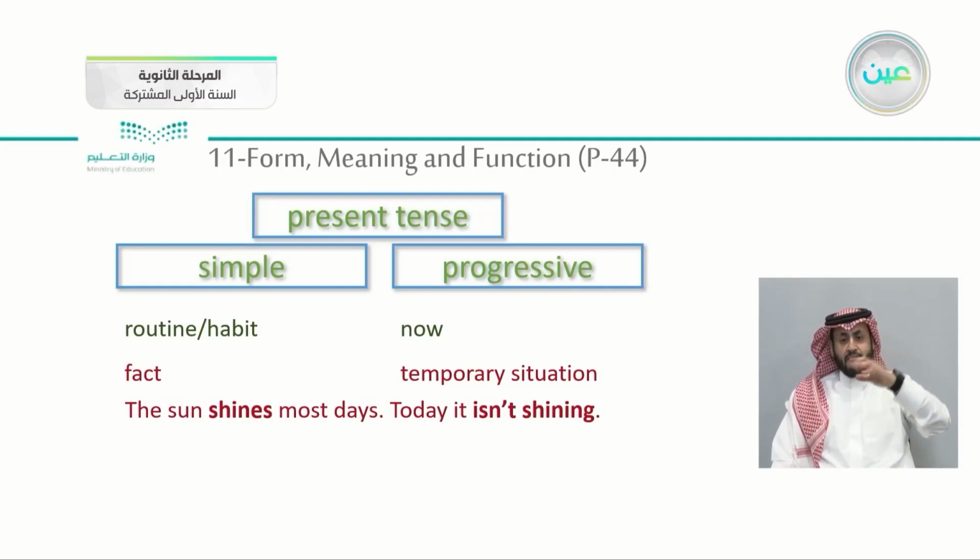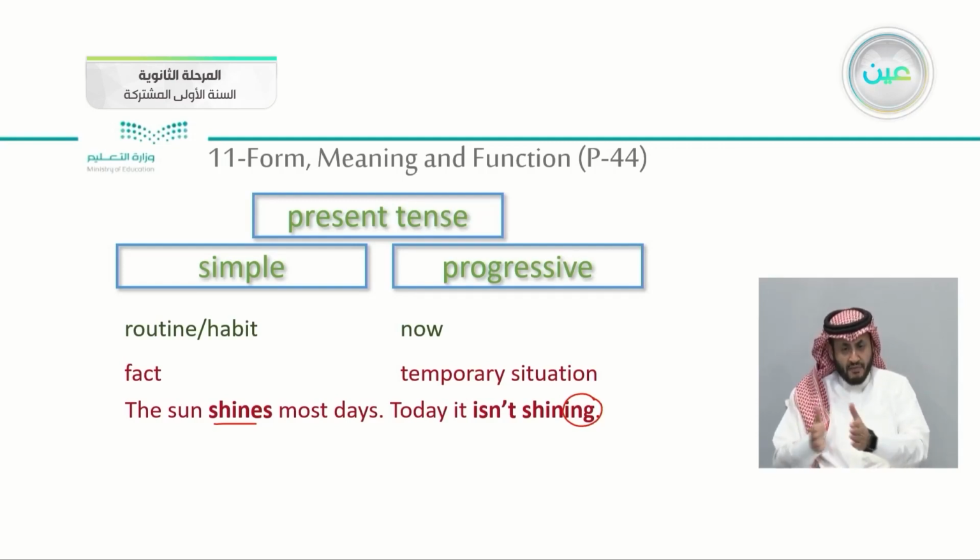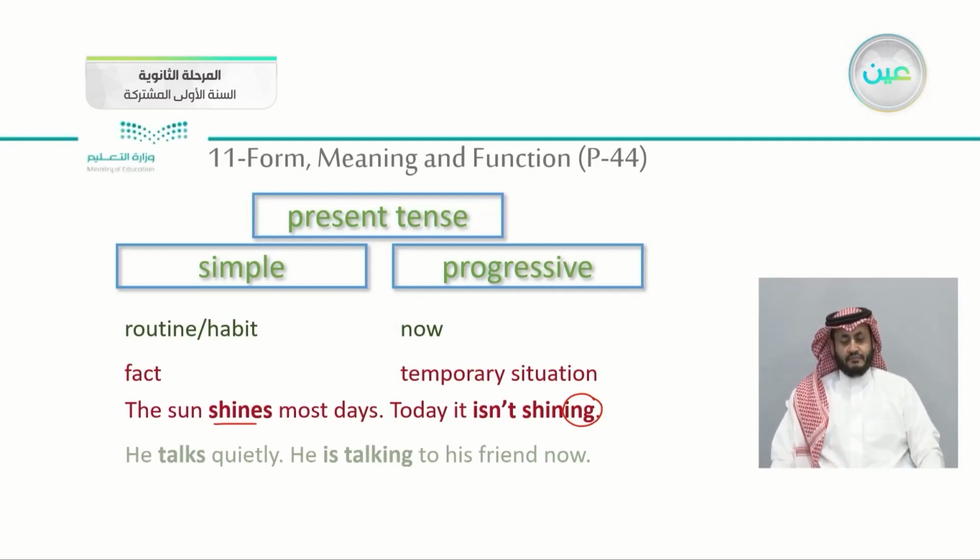So the first one in here, it's a habit or a routine. And here we are using the -ing because it is a temporary situation, something that is going to change. The second one, he talks quietly. This is a habit. Every day he talks quietly. What is he doing now? Notice, now he is talking to a friend. At the moment, he's talking to a friend.